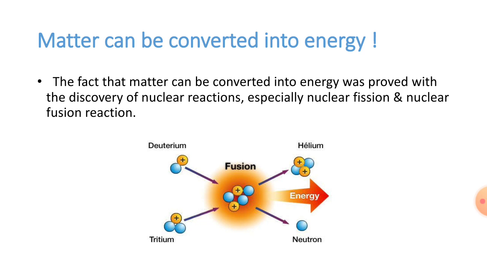Okay, so let's see what is written here. The fact that matter can be converted into energy was proved with the discovery of nuclear reactions, especially nuclear fission and nuclear fusion reactions. So this fact was first understood when nuclear reaction was discovered. Here I have taken the example of fusion. What happens in fusion reactions?